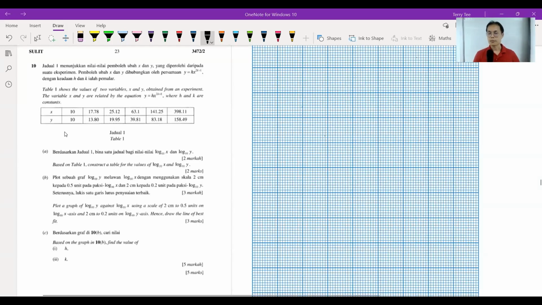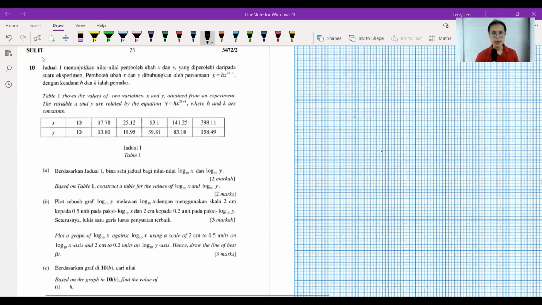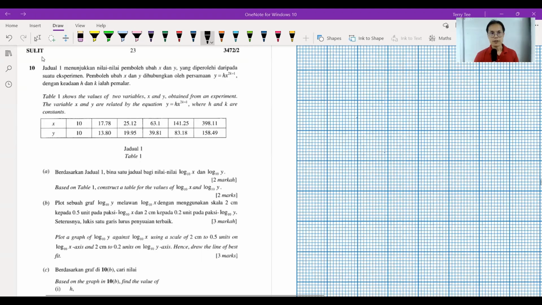Okay, next one, question number 10. This is from Hukum Linear, Form 4, Chapter 6. Okay, jadual menunjukkan nilai-nilai pemboleh ubah X dan Y yang diperoleh dari suatu eksperimen. Pemboleh ubah X dan Y dihubungkan oleh persamaan dengan keadaan H dan K adalah pemalar. So, berdasarkan jadual 1, bina jadual bagi nilai log 10 X and log 10 Y. So, I'm going to put log 10 X here, sorry, LGX.